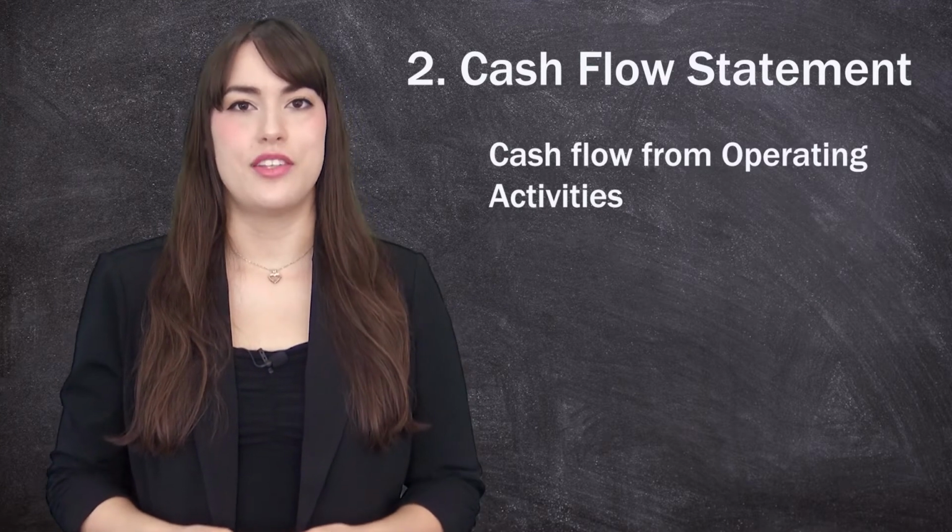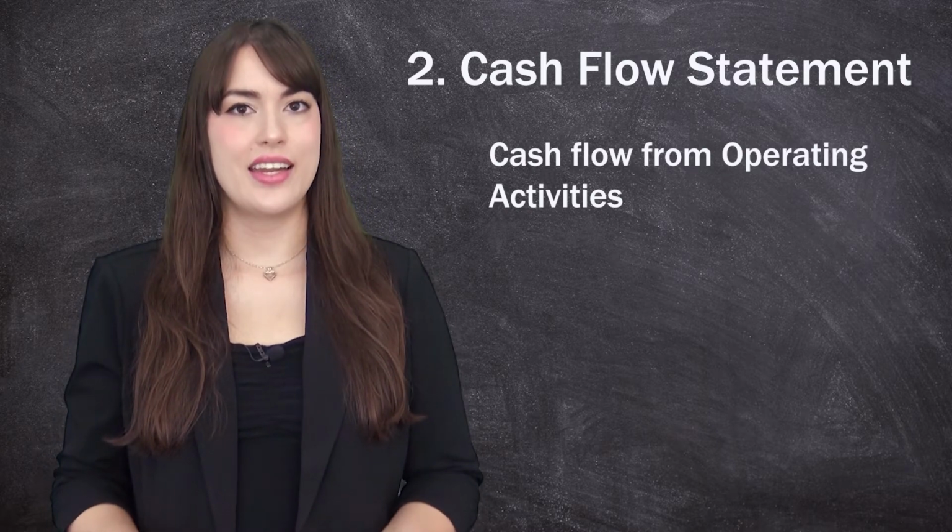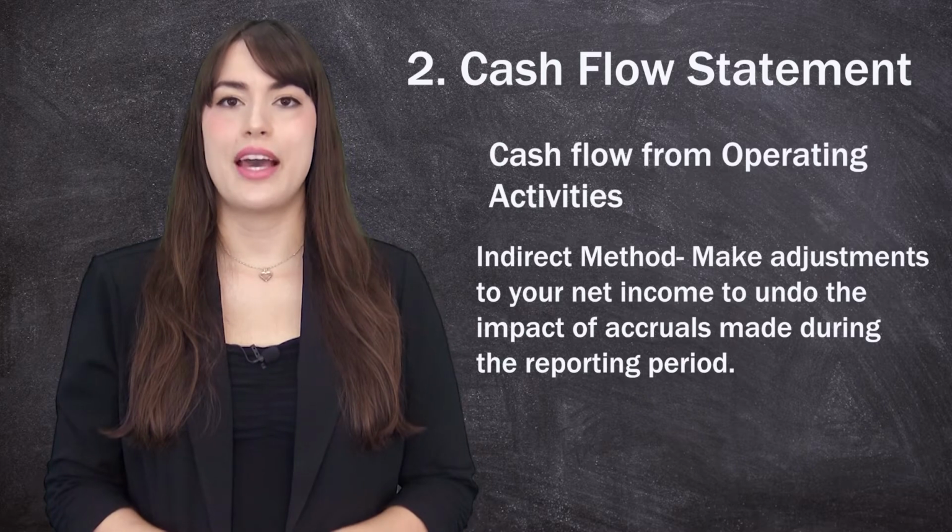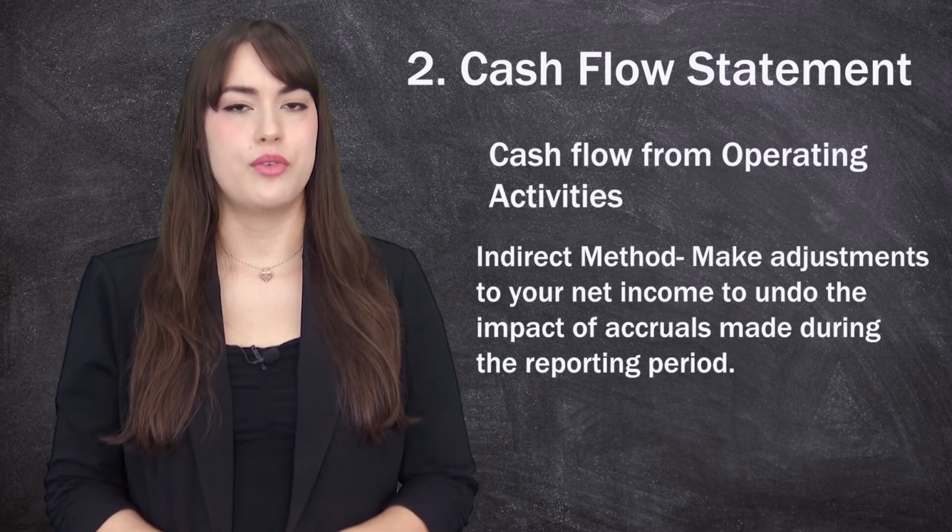The indirect method requires you take your net income from the income statement and make adjustments to undo the impact of the accruals made during the reporting period. Both methods will give you the same number, but the indirect method is typically faster.